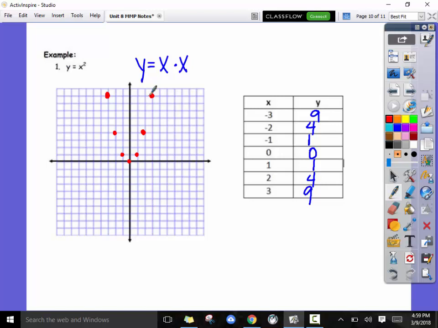And once you have your points plotted, you're going to want to make a smooth curve. So these should never be jagged lines. You're just going to kind of round them out really smoothly and put 2 arrows at the end. A U-shaped graph like this is called a parabola.